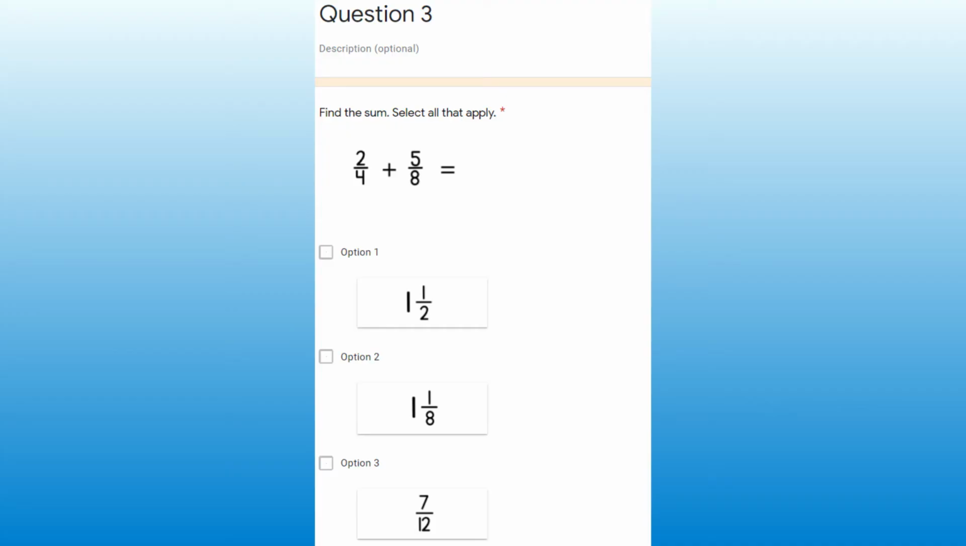Let's move on. Take a look at question number 3 now. It says find the sum. We're adding together 2 fractions. Remember, when you're adding fractions together, it's super important to find a common denominator, and then we just add the numerators. Your denominator stays the same, your numerator changes.